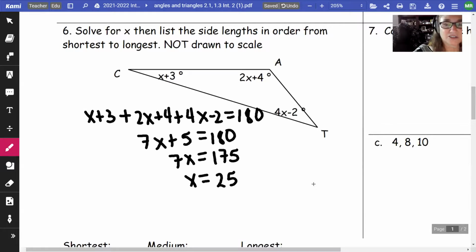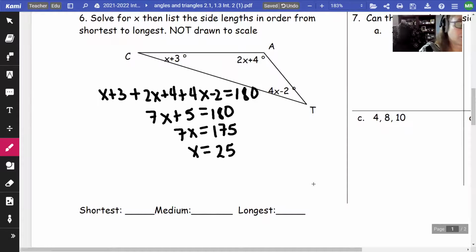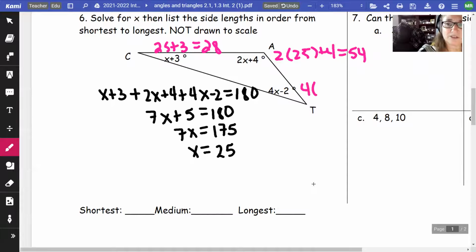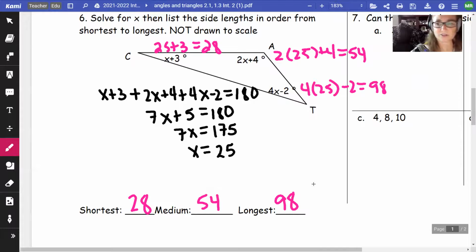So then it asks us to find each of these. So I'm going to put 25 in for each of these. So this is going to be 25 plus 3, which is 28. This is going to be 2 times 25 plus 4, so that's 50 plus 4, so 54. 4 times 25 is 100, minus 2 is going to be 98. So the longest one would be 98. The middle one is 54, and the shortest one is 28 degrees.